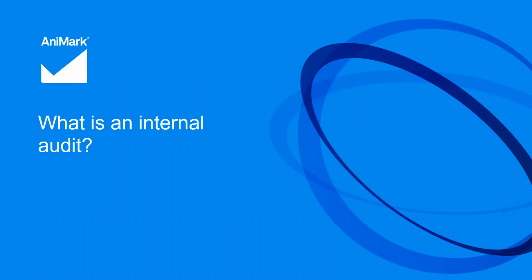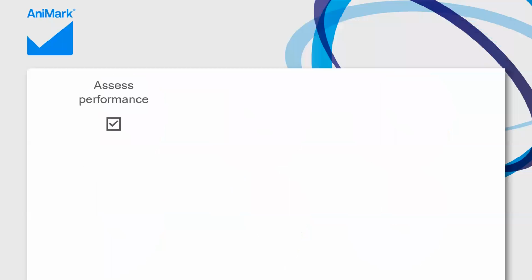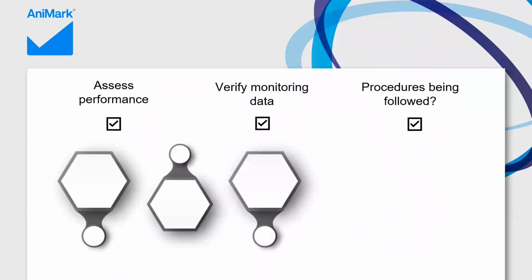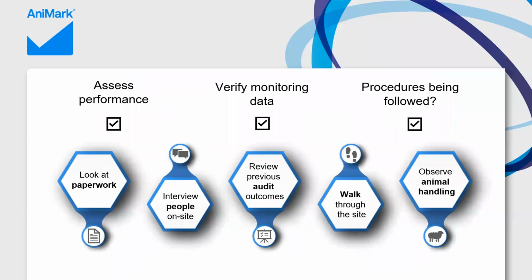Now we're going to look at what the internal audit actually involves. Internal audits assess how effectively your organization's management system and overall performance is going. Internal audits should verify monitoring data and check to see if procedures have been followed. The internal auditor needs to read and understand the processes and procedures on site, assess if they meet the LGAP requirements, and then check if the procedures are being followed or not.